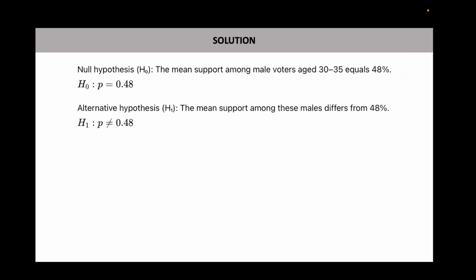Now coming back to our question, our null hypothesis was that the mean support among male voters aged 30 to 35 equals 48%. So your p value is 0.48. That is your null hypothesis. And your alternate hypothesis will be that p is not equal to 0.48.